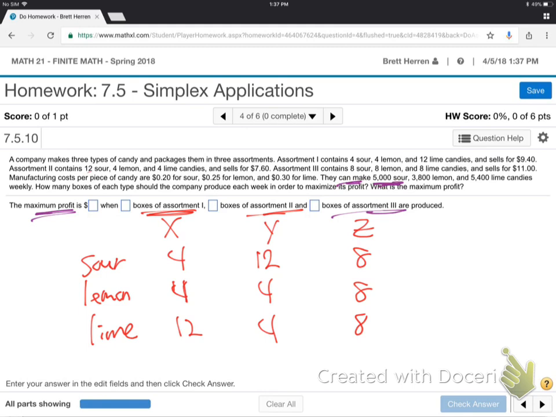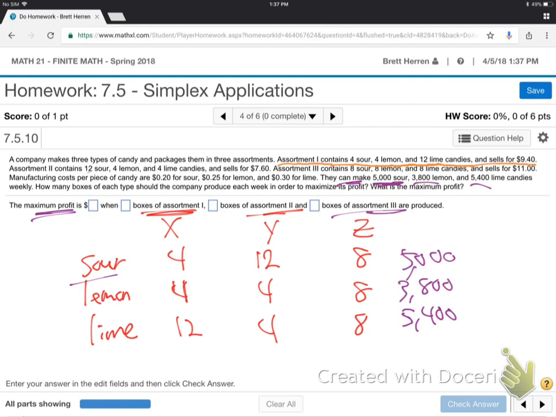Where do you think that goes? It goes on the side for sour, right? And 3,800 lemon and 5,400 for the lime. You all good? Okay. Now, with that in mind, now comes the tricky part. Look what they're saying about when they sell the box. They're saying assortment 1 contains 4 sour, 4 lemon, 12 lime, and sells for $9.40.